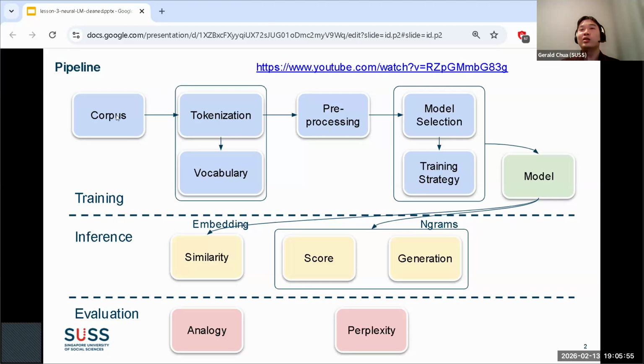Additional things for you to take note of. Your corpus, for example, we always use our data sets. Then the tokenization, you get the vocabulary, which is the unique words when you extract the tokens from the corpus, and then you do some pre-processing. I don't think we are covering pre-processing in this module, but today I'll show you a bit of it, because the pipeline is something you roughly have to know. Then there is the selection of model, because there are a lot of models.